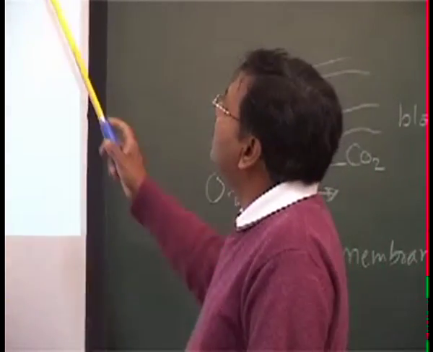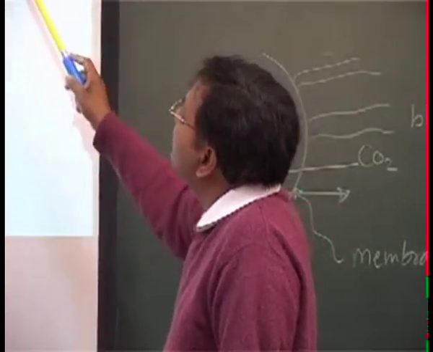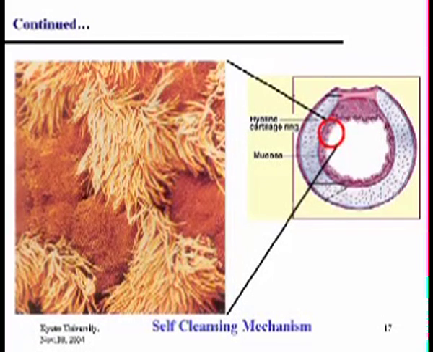You see here, the air flows through this one. It has a little hairy structure. See here, hairy structure. If you take the blow up picture of this one, it looks like this. And this hairy thing is called cilia.